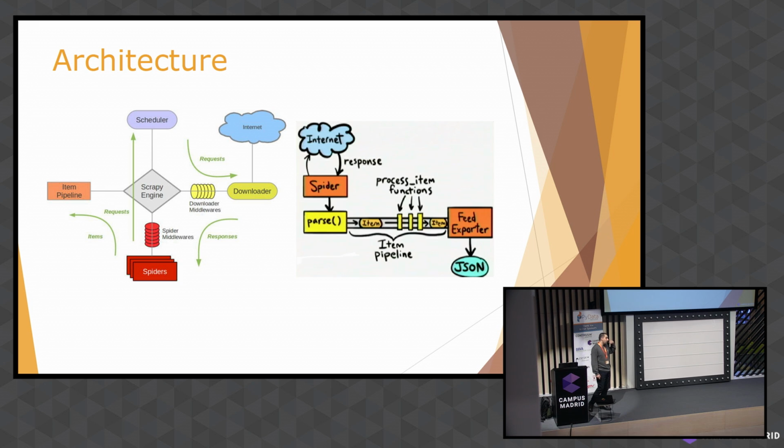For example, while the spider is recovering the information, we can have pipelines in parallel to recover this information, transform it, and obtain the information in the format we want.